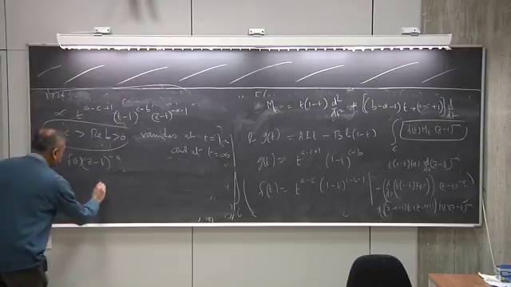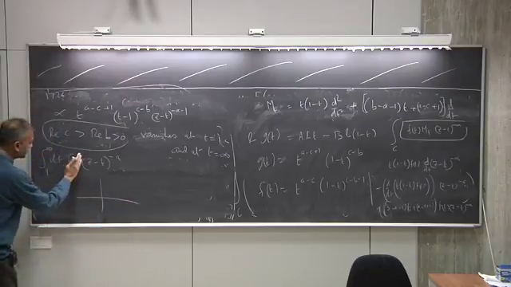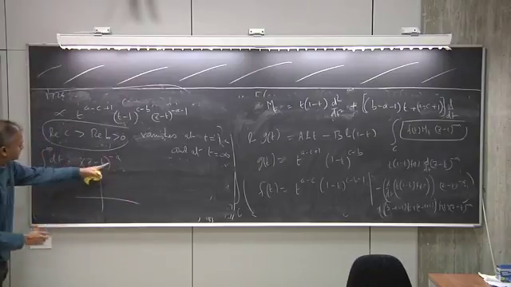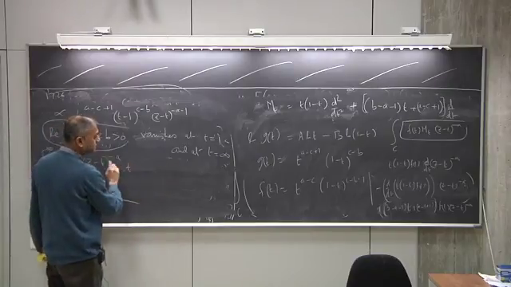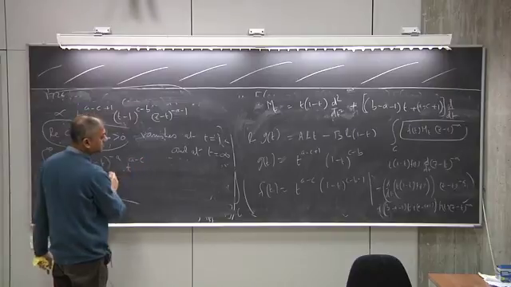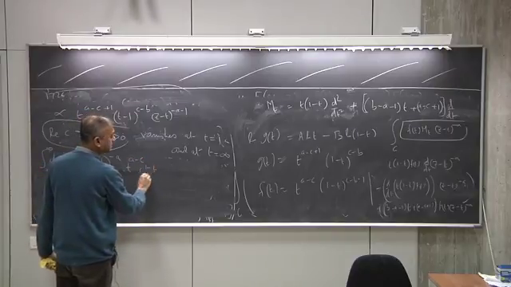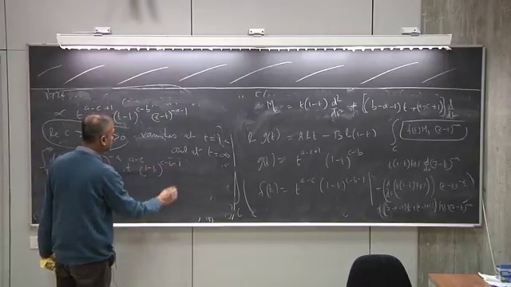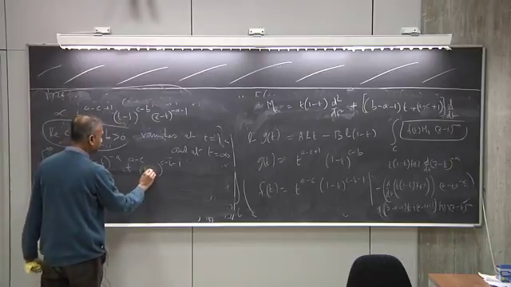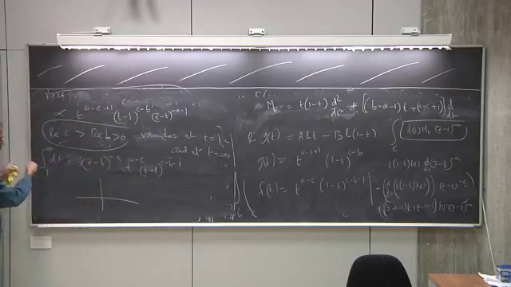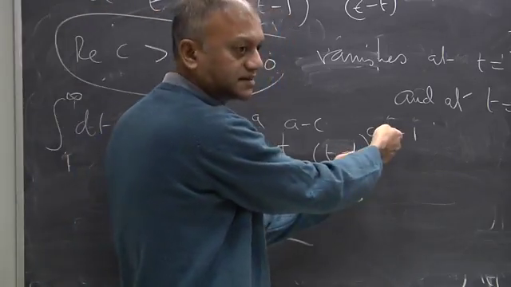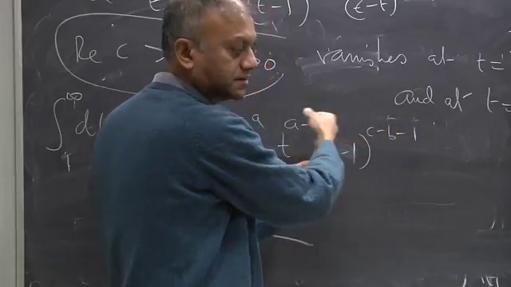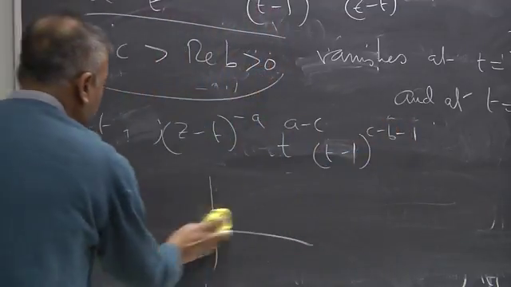For example, if you look at this integrand, let me write it down explicitly: (z minus t) to the minus a, and then t to the power of a minus c, and (1 minus t) to the c minus b minus 1. Actually, let me write it as t minus 1. It doesn't matter; between 1 minus t or t minus 1, there is just an overall constant that I'm not worrying about.